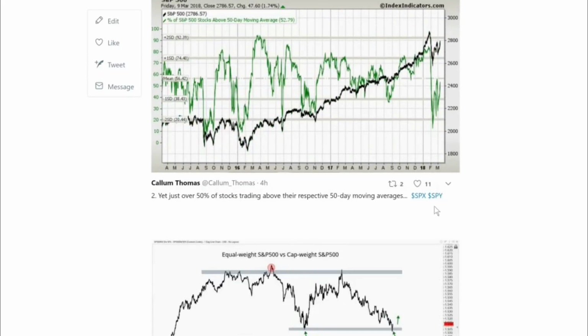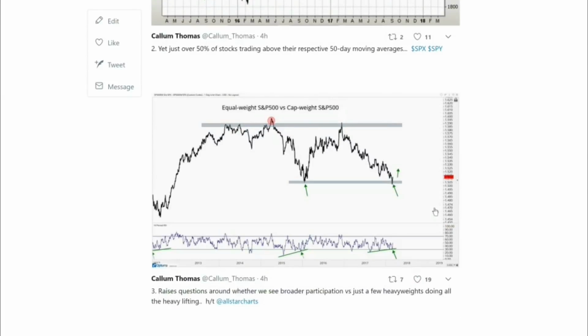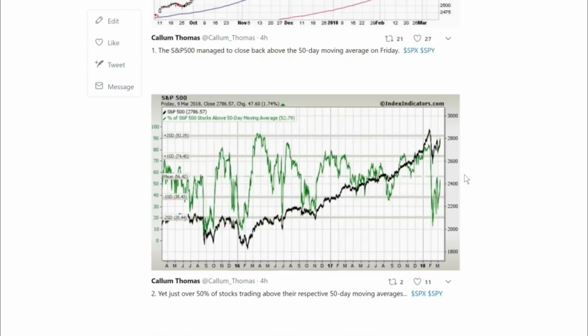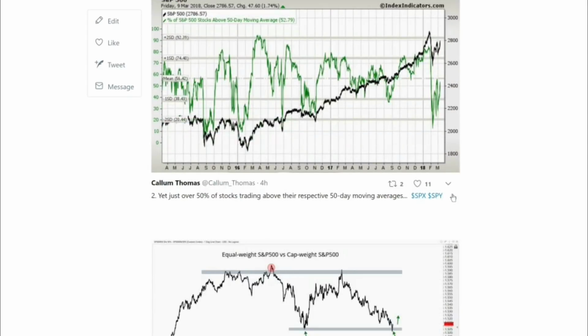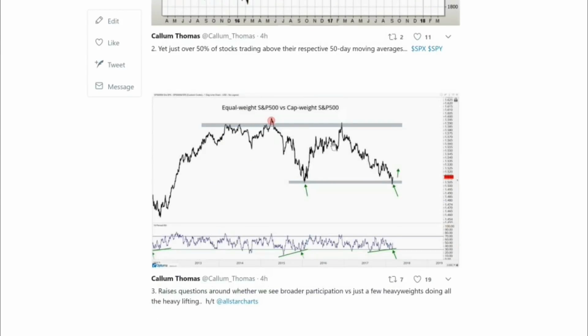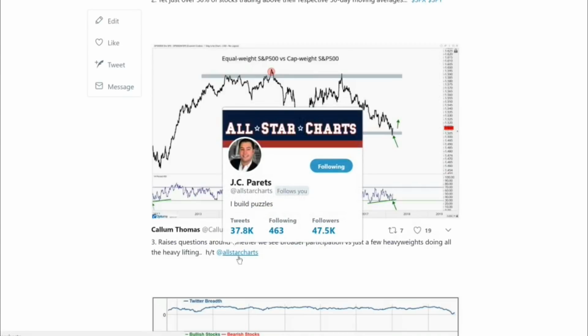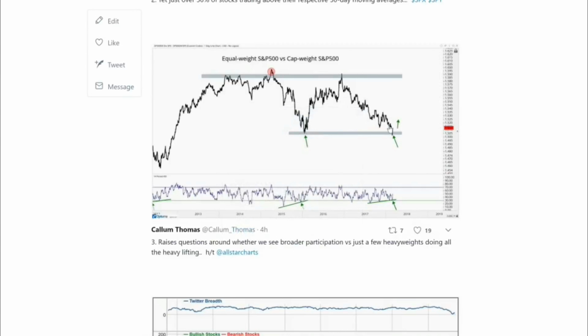But it raises the question, which brings us to the next chart around the participation or the leadership of the rally. If you see breadth at very low levels and price going up, what that tells you is basically the heavyweights, the larger companies, are doing all the heavy lifting. And so this chart here from All Star Charts, highly recommend you look into them, shows you the relative performance of the equal weighted versus the cap weighted S&P 500.